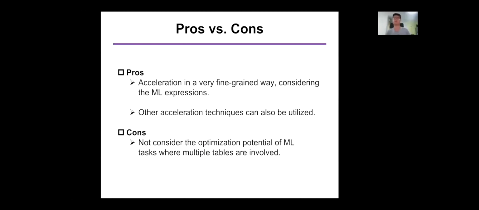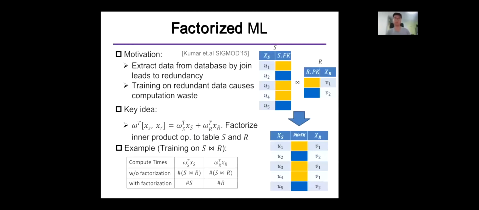And the disadvantage is that it does not consider the optimization potential of the machine learning task where multiple tables are involved. So let's talk about the factorized machine learning. It considers multiple tables: how to join them, and how to run the machine learning algorithm without joining the tables. So in the machine learning community, people always assume that input data are stored in a single table. However, the enterprise data are always scattered in multiple relational tables due to normalization.